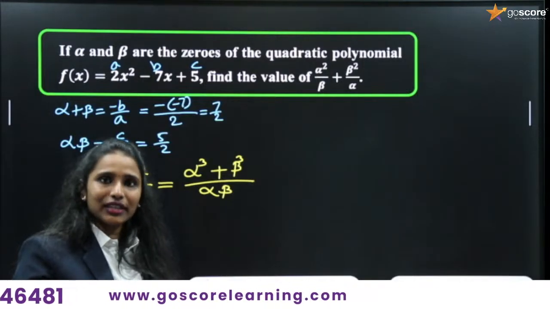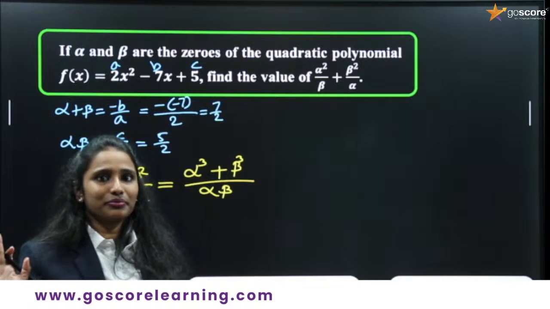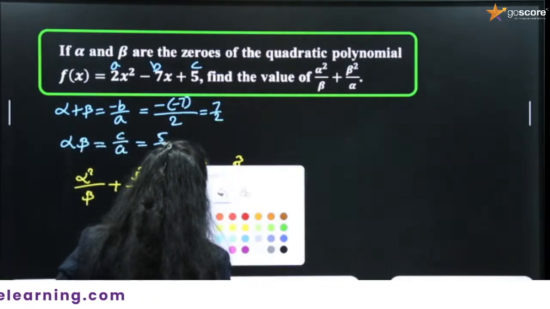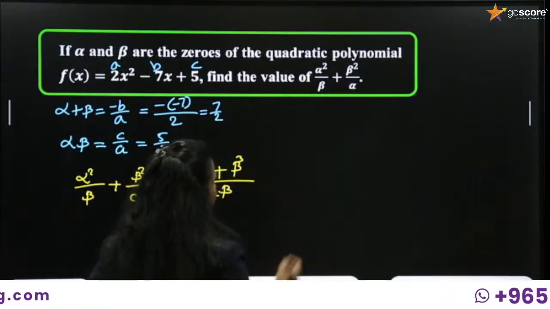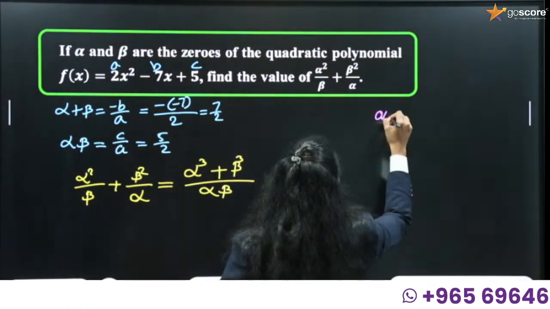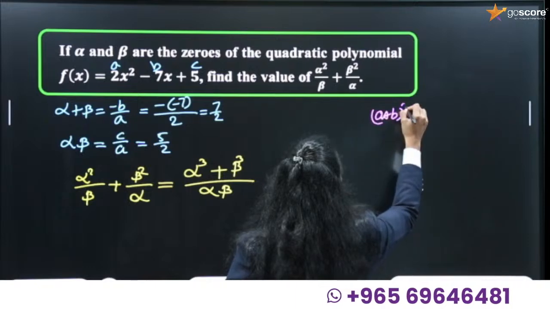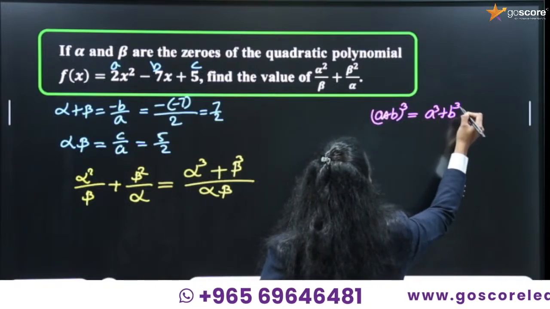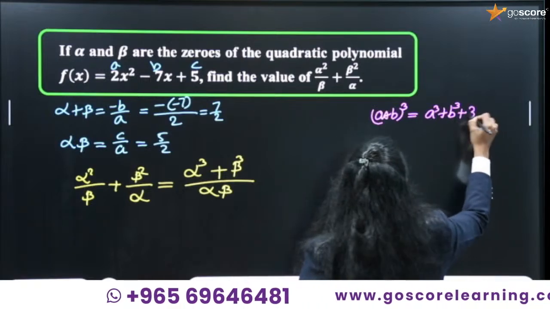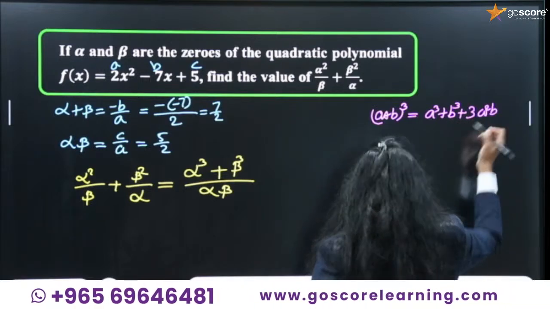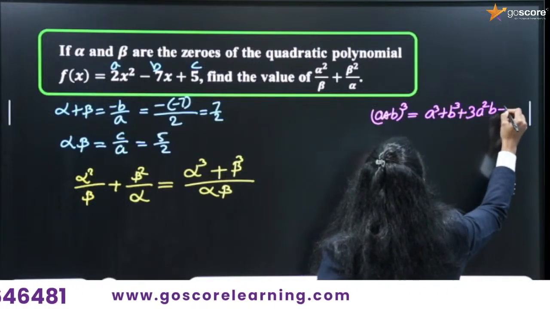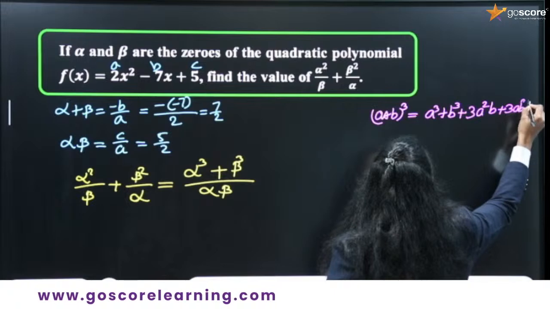Right? Then you will lose the entire score. So, alpha cube plus beta cube. We know the identity (a plus b) the whole cube is a cube plus b cube. Remember all these terms, okay? Plus 3a square b plus 3ab square.